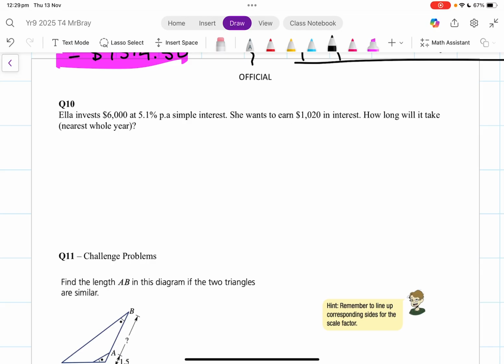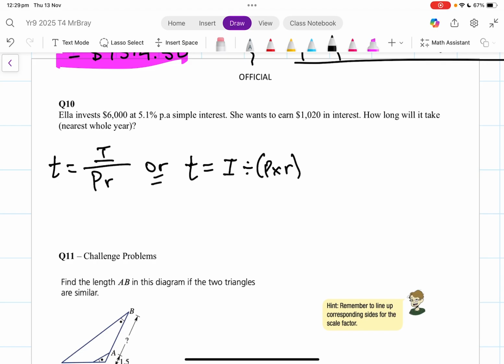She wants to earn $1,020 in interest. How long will it take to the nearest whole year? This one, we should hopefully have written down in our page of notes that time equals the interest amount divided by P times R. Or if you have a calculator that can't do fractions, you might have it written down as time equals I divided by P times R, like that. Either way, it's going to work, right?